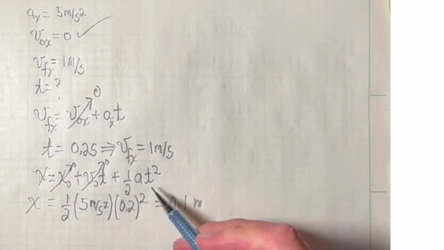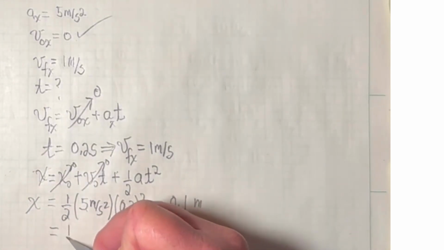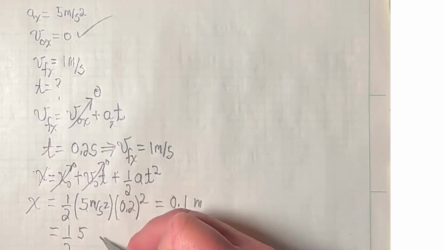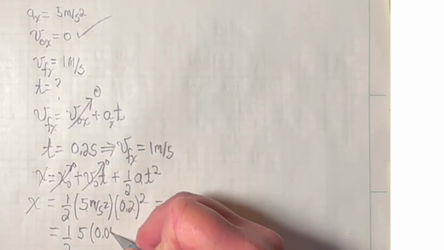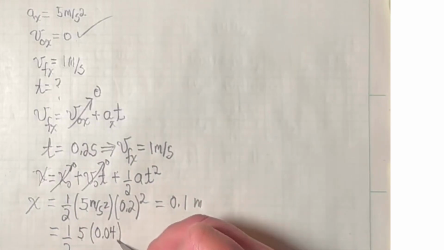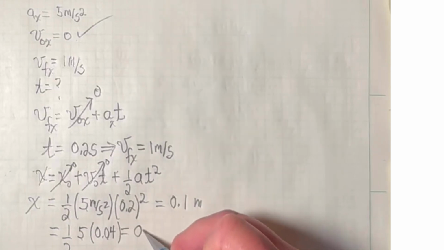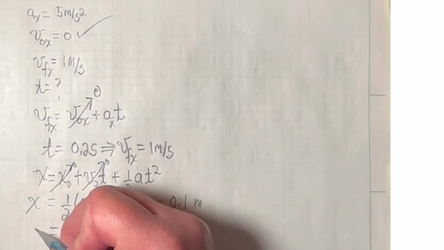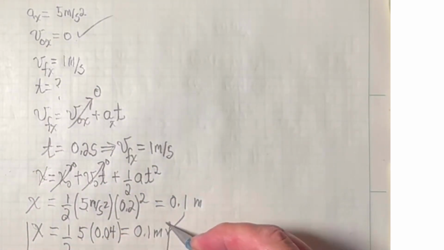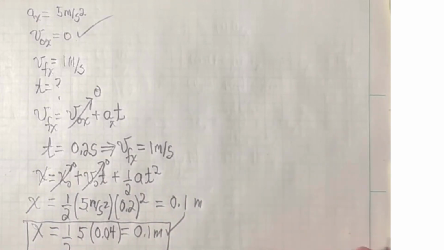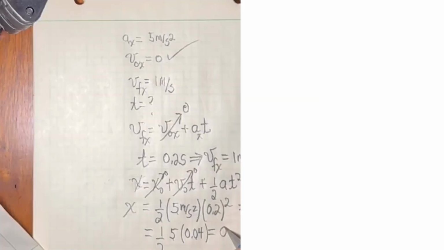Let's just check it again. Just write it out, 1/2 times 5 times 0.04. 5 times 0.04 is 0.2, and 0.2 divided by 2 is 0.1. So you can kind of do that in your head without a calculator. So in 0.2 seconds, the block travels 0.1 meters.